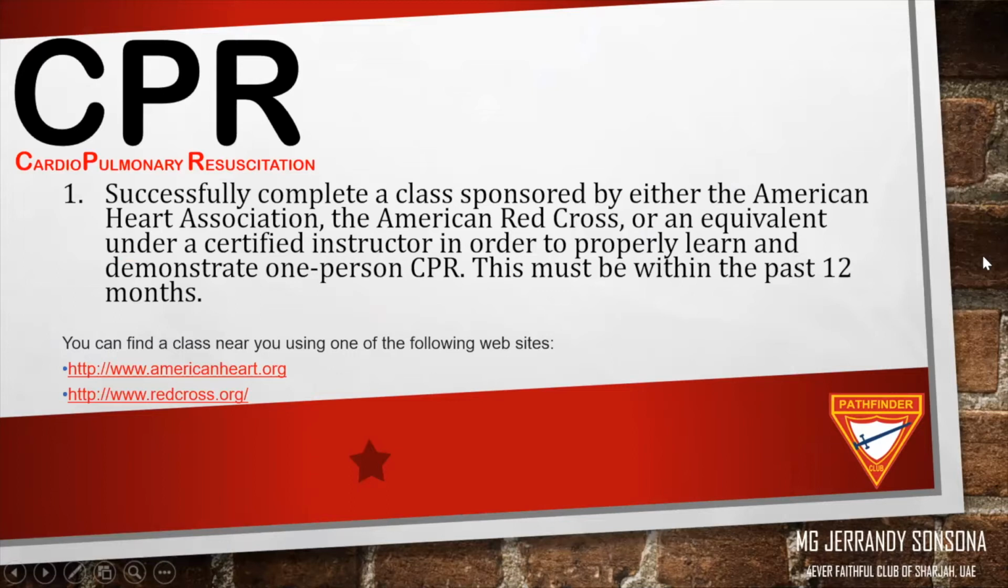Now, CPR has 6 requirements. The first requirement is to successfully complete a class sponsored by either the American Heart Association or the American Red Cross, or an equivalent, under a certified instructor in order to properly learn and demonstrate one-person CPR. This must be done within the past 12 months.